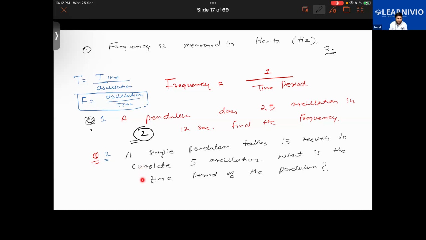4. How can it be 4? It's simply 15 upon 5 now. What did you have to calculate? I had to calculate time period. Time period equals total time upon number of oscillations. So thereby it is 3, okay?